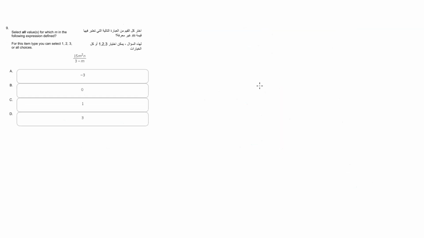This question says, select all values for which m is the following expression defined. The syntax is weird, but basically they're asking you for what values of m is this expression here going to be defined. Well, this expression will be defined so long as the denominator, that means the bottom part, is not equal to 0. So anything which makes the denominator 0 will leave this function or this expression undefined. This is because in math we can never divide by 0. Never divide by 0. Okay, even if you put it in your calculator, it's going to get mad and shout at you, and it's going to say syntax error, math error.